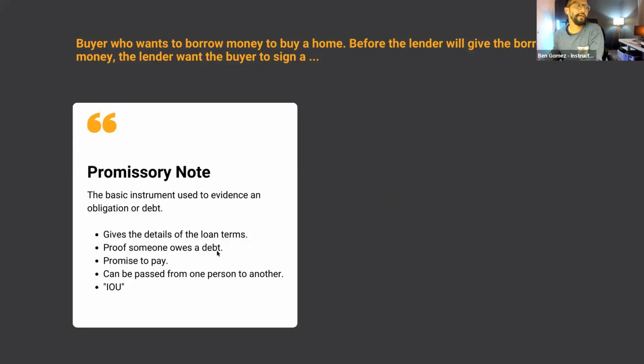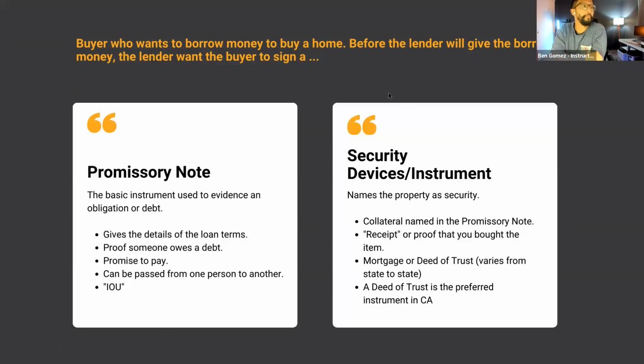It proves someone owns a debt. It's a promise to pay. It can be passed from one person to another. Now, the security device, the instrument here, names the property as a security. So Carla, 123 Main Street, I'm going to give you $500,000 to buy that piece of property. Cool? Okay, cool. Perfect. The collateral is named in the promissory note, such as the address. That's the one that is named in that promissory note.